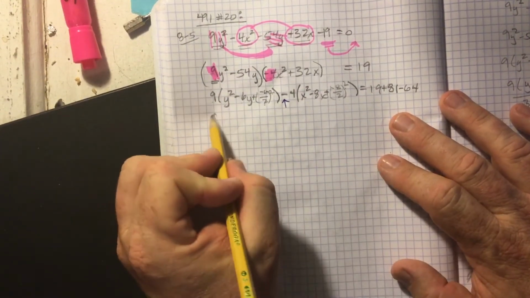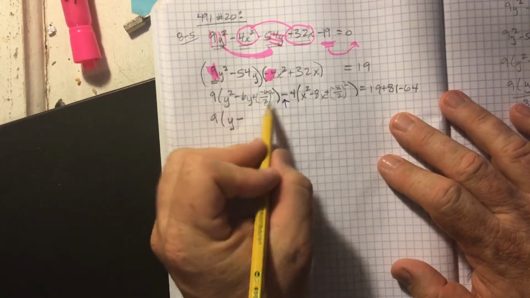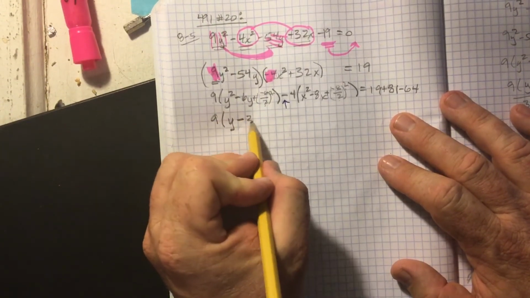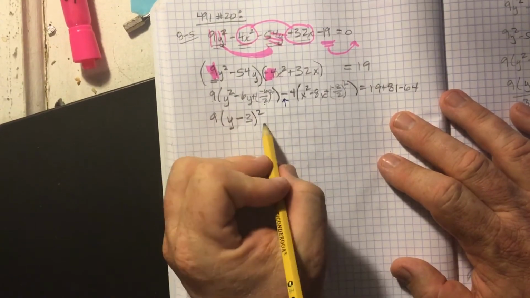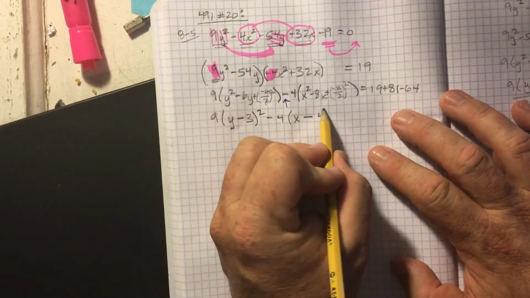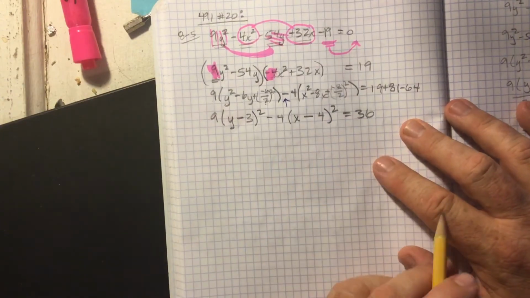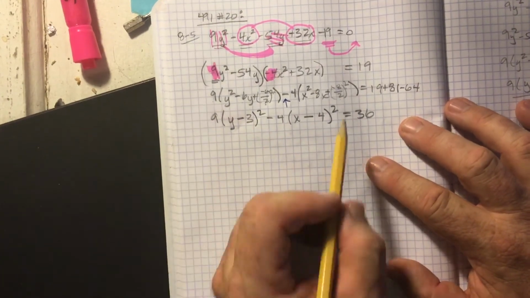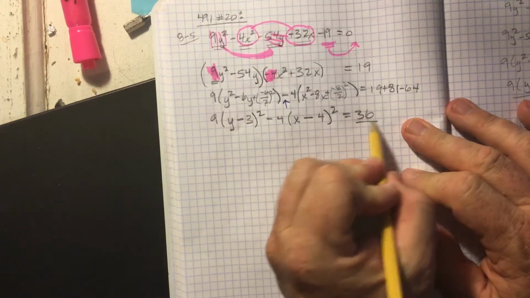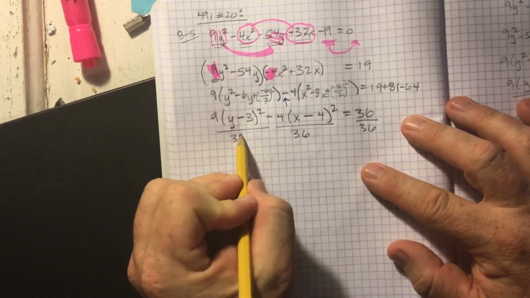So now my next step is going to be y minus the sign here, b over 2. Negative 6 divided by 2 is negative 3, so y minus 3, squared. Negative 4 times x minus 4 squared equals 36. So if you combine all those, you get 36. So now, remember, this has to be 1, just like an ellipse. So how do I make this side 1? I divide it by 36.